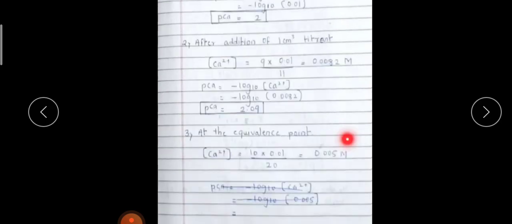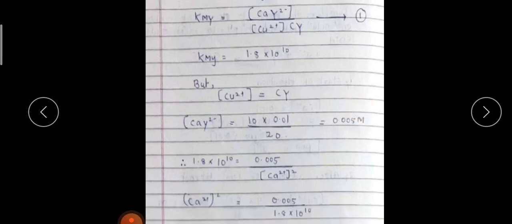Then after the addition of 1 cm³ of the titrant, what will be the concentration? 9 cm³ into 0.01 divided by 11, that is 0.008. You can put that in and you get pCa as 2.09. At the equivalence point, what will happen? 0.005 molar will be there, and Ca2+ plus Y4- gives you K_MY equal to that particular expression, and Ca2+ is equal to CY.